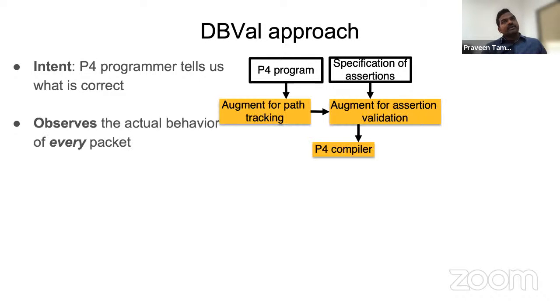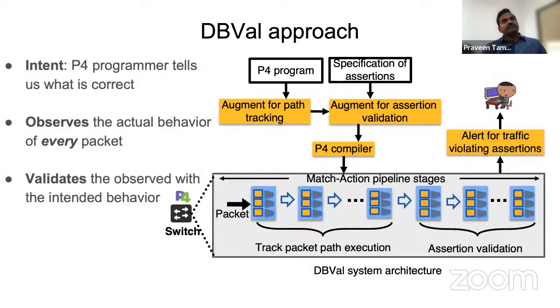Followed by, we augment the program in such a way that enables you to keep track of the path, or the actual packet processing behavior, and also execute these assertions on the observed behavior entirely in the data plane. For that, we augment the original P4 program and give that as input to the P4 compiler. Finally, the P4 compiler would map this augmented program into the data plane.